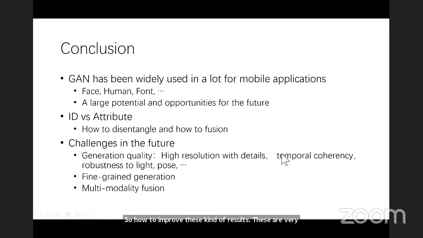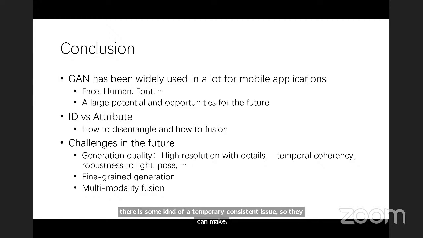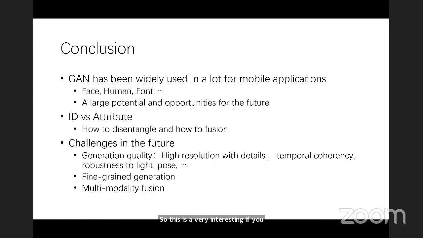Also, right now, if we are given a video, we do it frame by frame. So there is some kind of temporal consistency issue. So it would be very interesting if we have some temporally consistent algorithm to optimize this direction. Also, robustness is a very important issue. For example, how to make the algorithm invariant to different lighting, different pose, different occlusion is very useful.